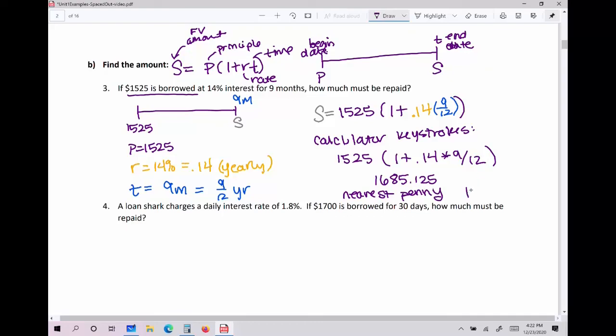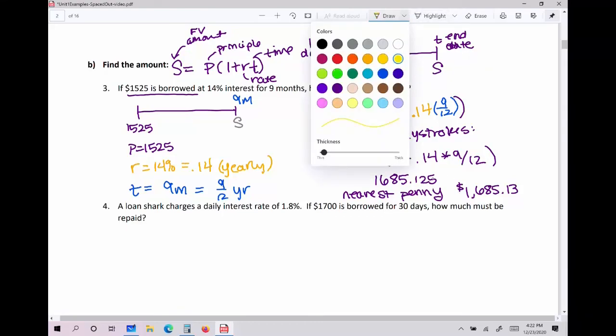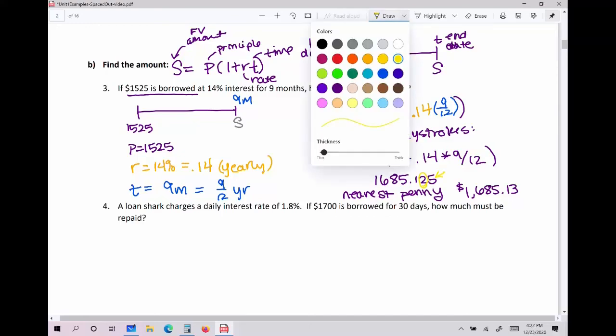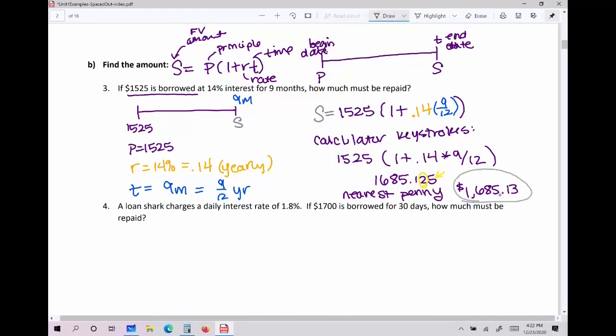So that puts our final answer at 1,685.13. Again, we're looking to round to this digit, so we're looking at the 5. The 5 tells us to round up, so that's why we have 13. That would be our final answer. This is our S.